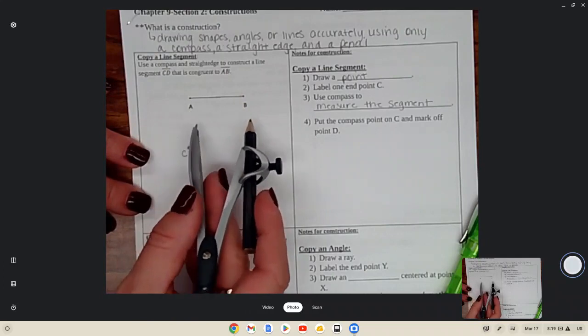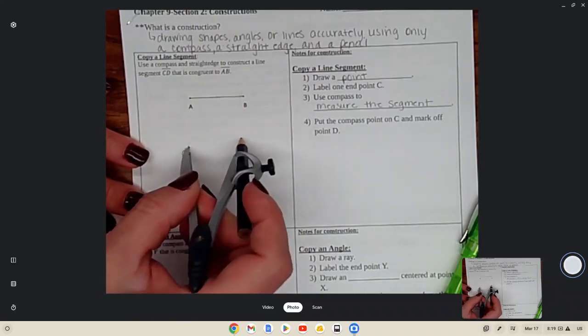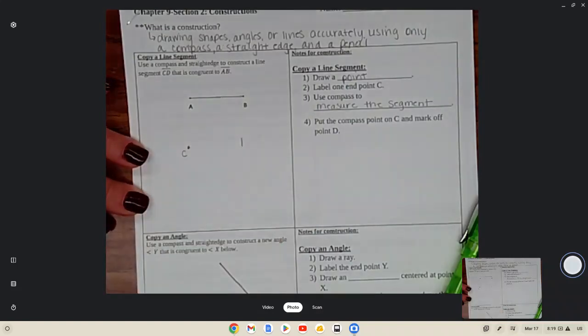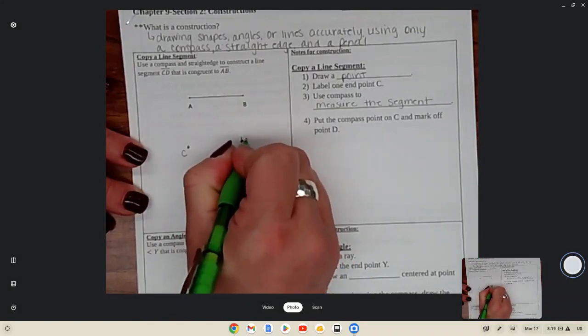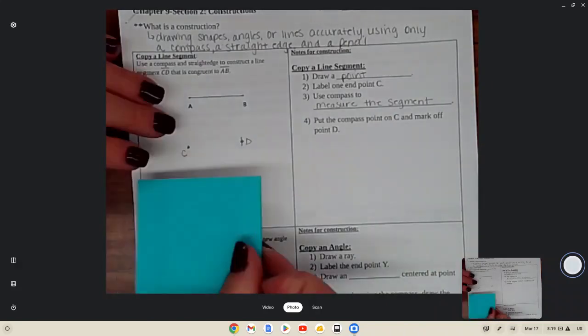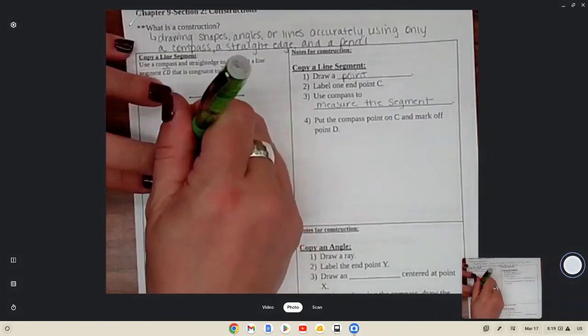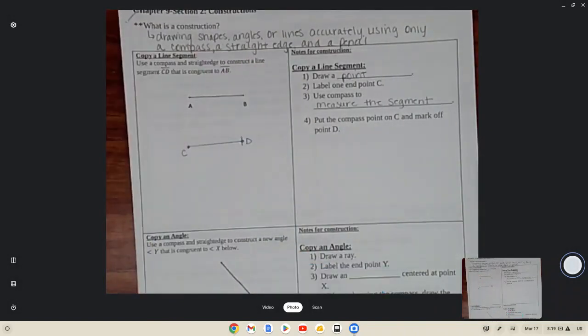So now you're just going to come down here. You're going to put the pin on point C, and then you're going to mark off, using a small arc here. Somewhere along that arc, that's where we're going to put point D. And then I'm going to use my straight edge, my Post-its, to draw the segment. There's the segment. Like I said, that's the most basic construction that we have.